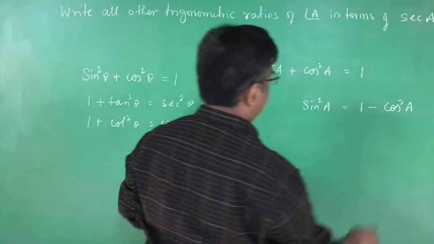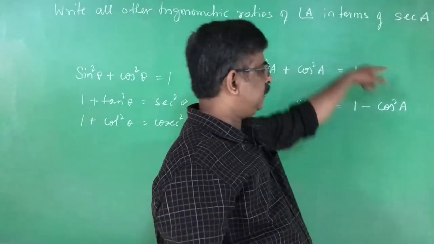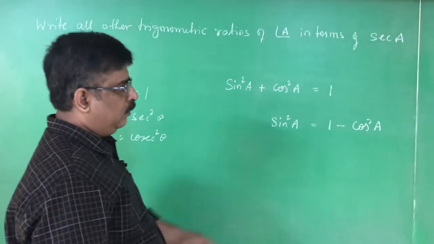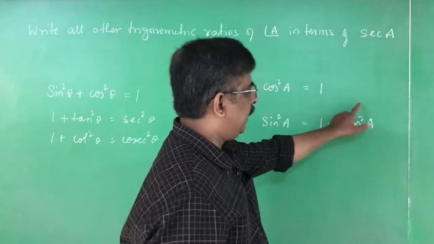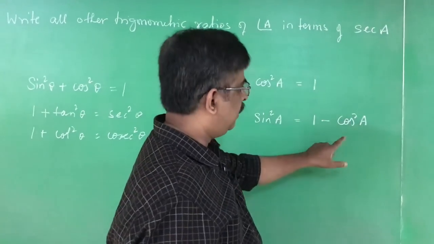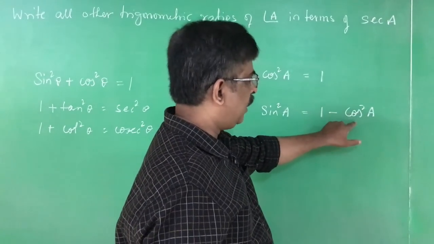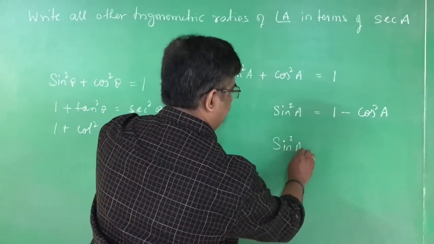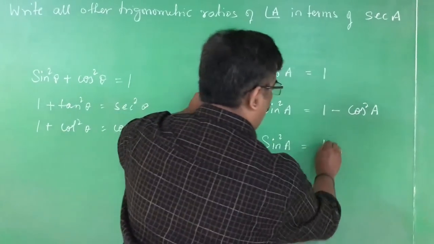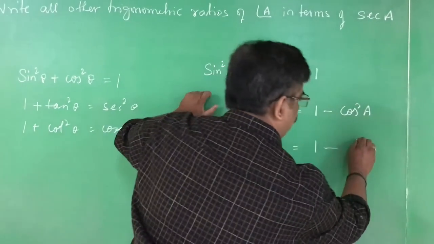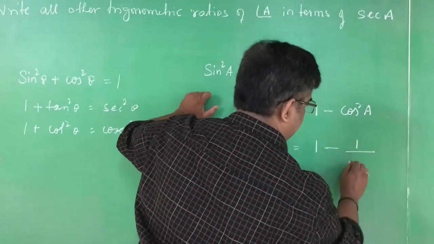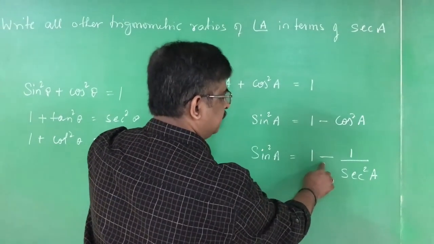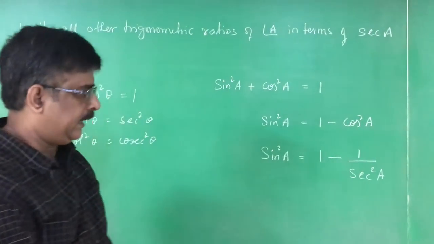Why does it become minus? Because the plus cos square A is transferred to that side. It becomes minus cos square A. Now, I make this cos square A as secant square A. Why? Because the reciprocal of cos is secant. Therefore, it is sin square A equals 1 minus 1 by secant square A.